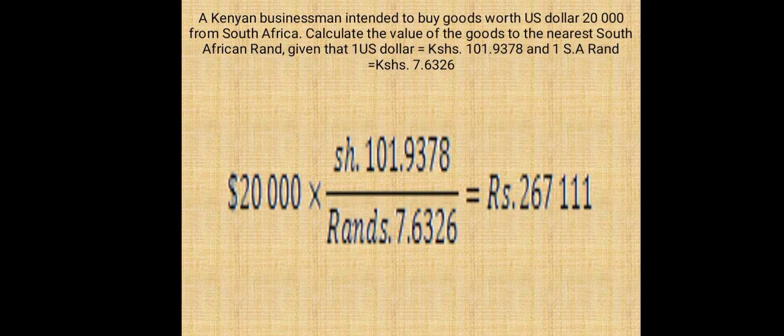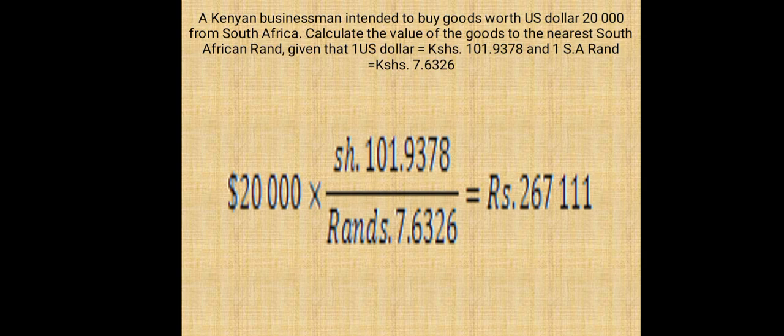A Kenyan businessman intended to buy goods worth 200,000 US dollars from South Africa. Calculate the value of goods to the nearest South African rand, given that 1 US dollar is equal to 101.937 Kenyan shillings and 1 South African rand is equal to 7.626 Kenyan shillings.